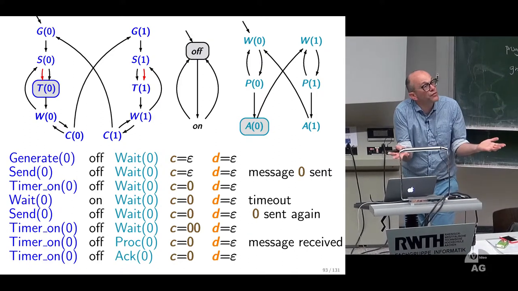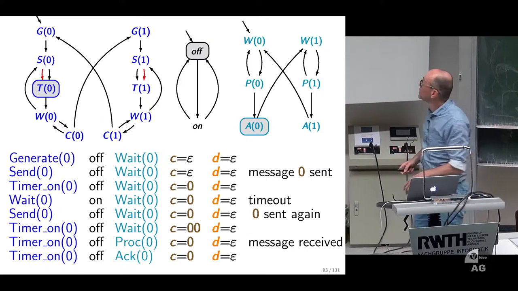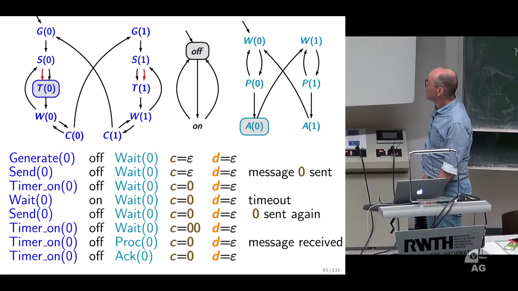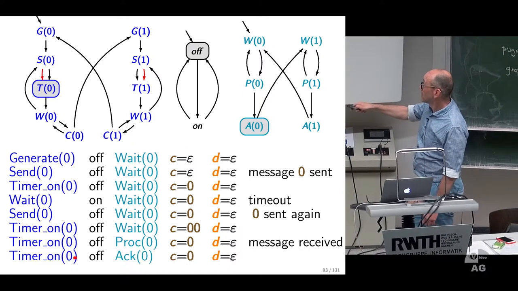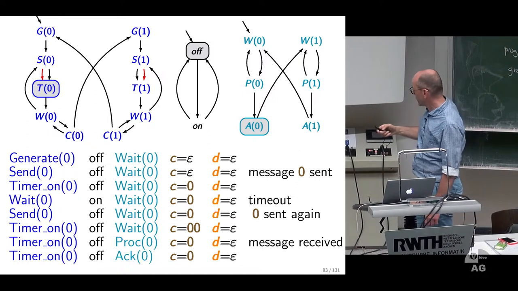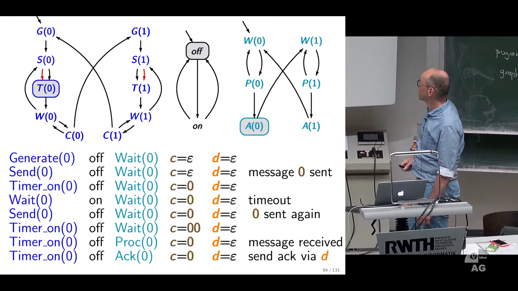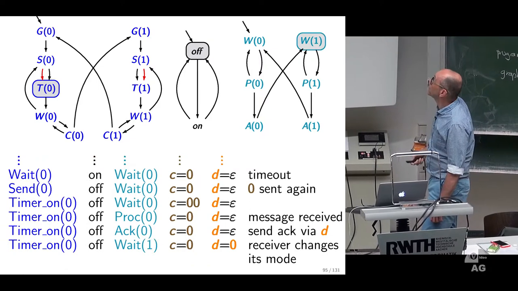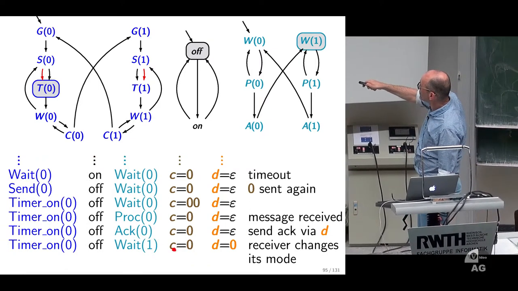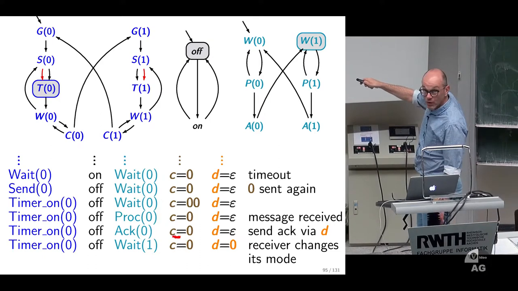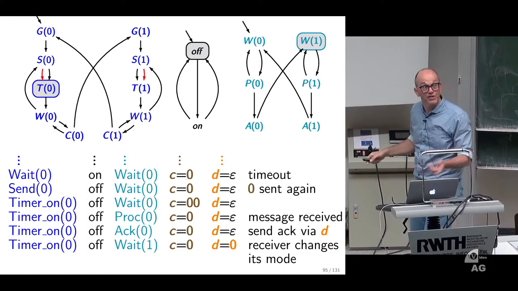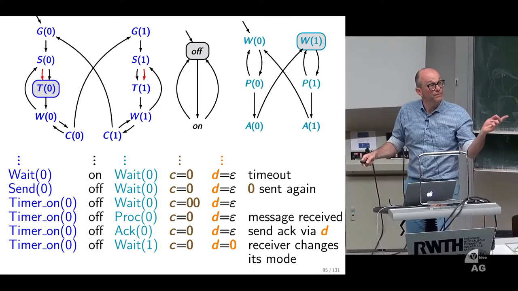Why? Because it has received the first zero. So let's send an acknowledgement. What does that mean? It moves to the A0 location. That means it's going to check whether it has the right value. And now we're going to send the acknowledgement via D. That's where we were. And that means that currently the channel C has the 0, which was the retransmitted 0. And D has the 0, which was the acknowledgement to the original 0.